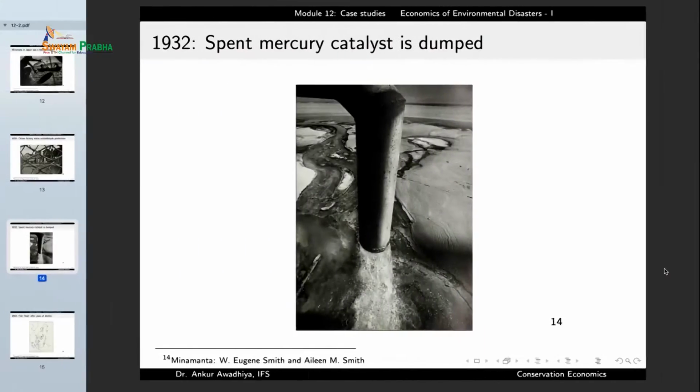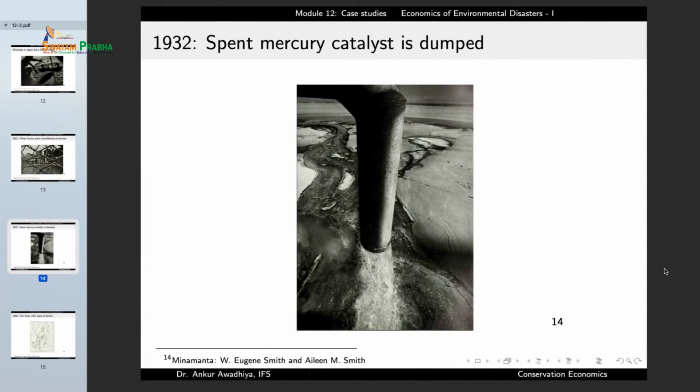Now, here again, it is important to note the importance of externalities. Now, if the industry had spent resources on the processing of this spent catalyst, then it would have reduced the contamination of the surroundings, but it would have cost the industry. Whereas if the industry just throws it out into the environment, then the industry can increase its profits, at least in the short run when it does not have to pay for damages. And the damage is felt by the people who are there in the surroundings. It is not experienced by people in the Chisso factory, but by people in the surroundings in whose area they are throwing this waste. So the spent mercury catalyst is dumped into the sea.